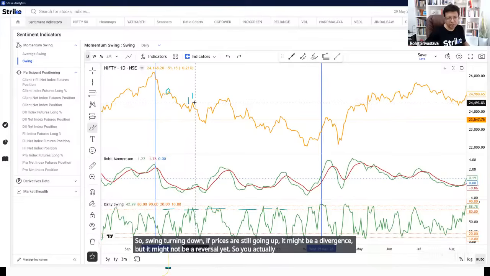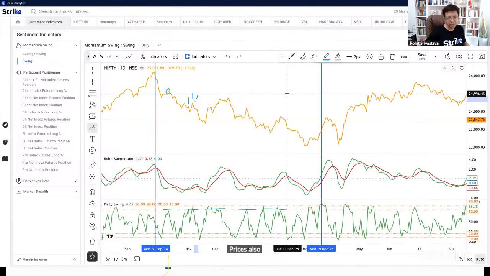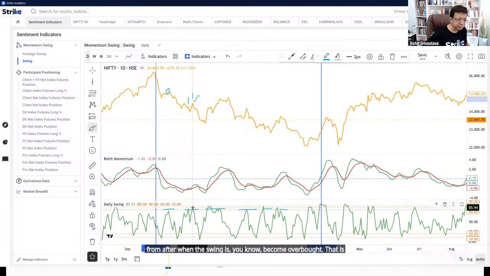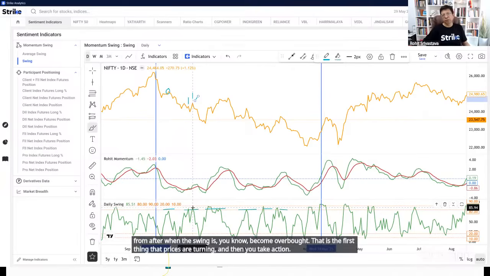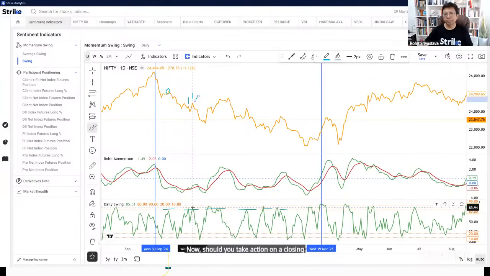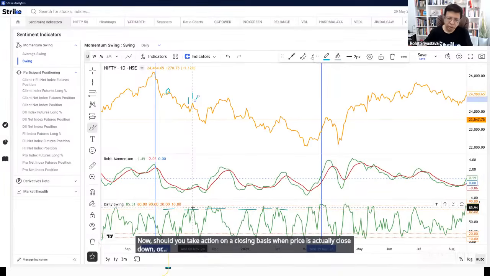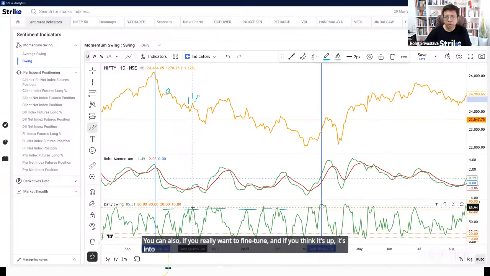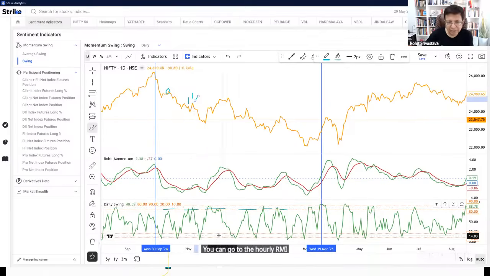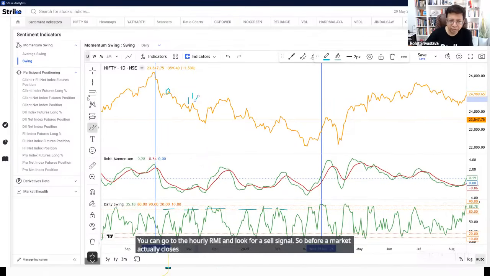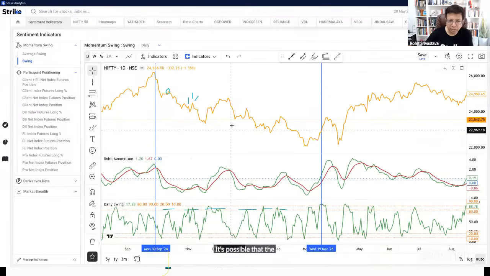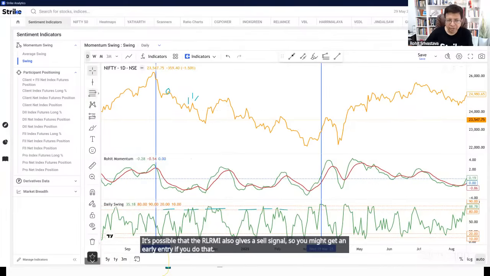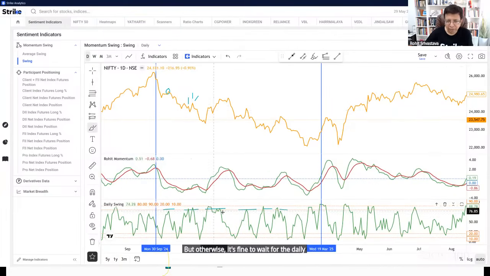So you actually want to see prices also close negative after the swing has become overbought. That is the first sign that prices are turning, and then you take action. Now, should you take action on a closing basis, when prices actually close down? Or, if you really want to fine-tune, you can go to the hourly RMI and look for a sell signal. Before a market actually closes negative, it's possible that the hourly RMI also gives a sell signal. So you might get an early entry if you do that. But otherwise, it's fine to wait for the daily negative close to happen.